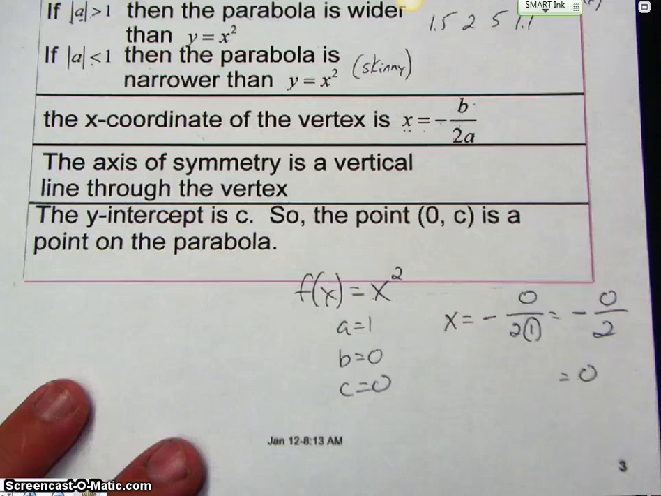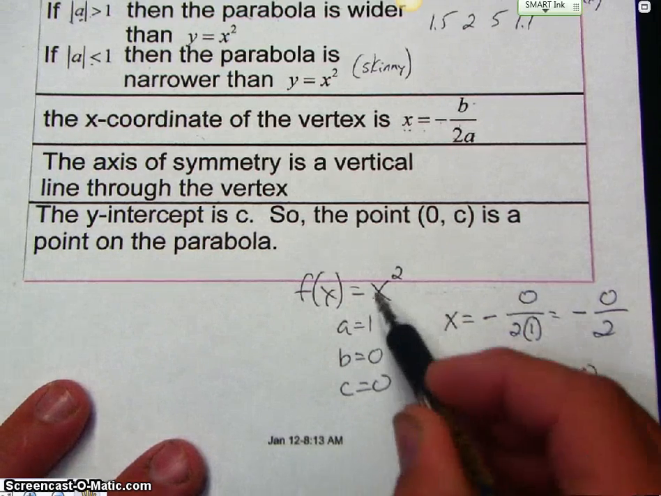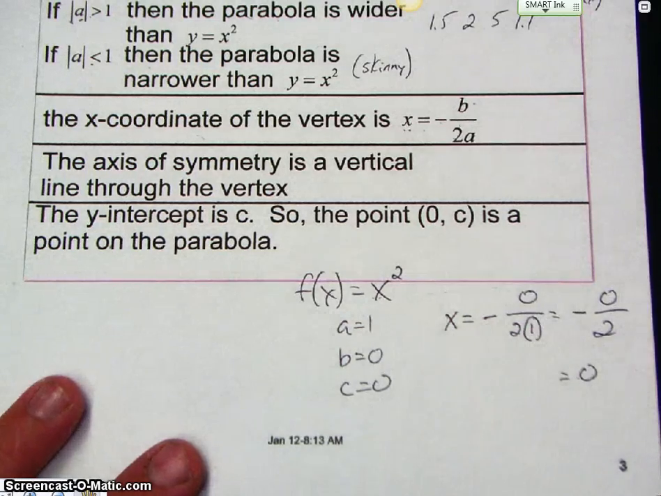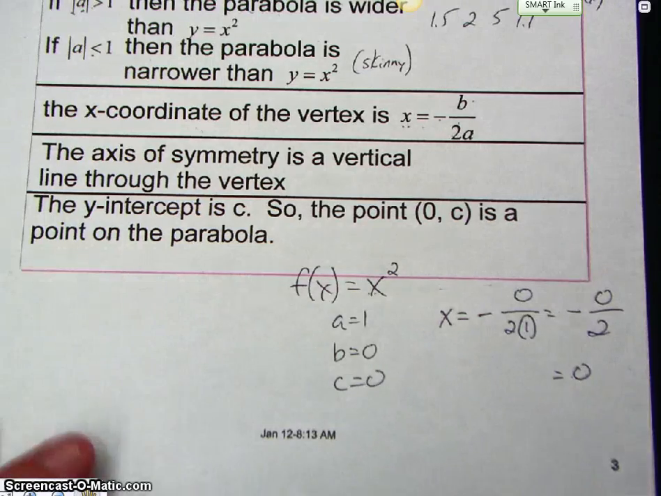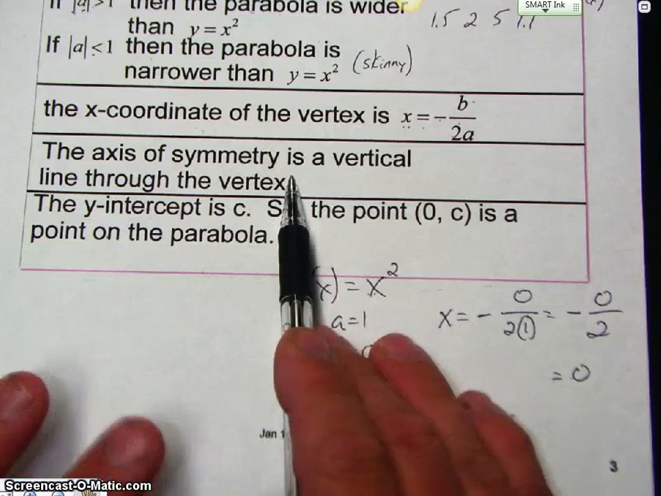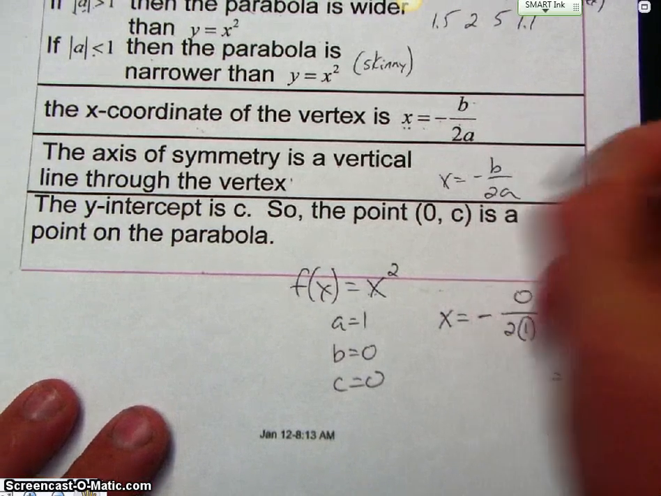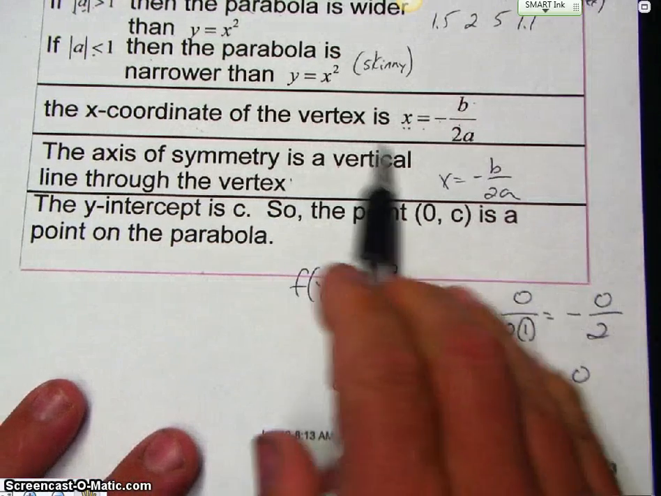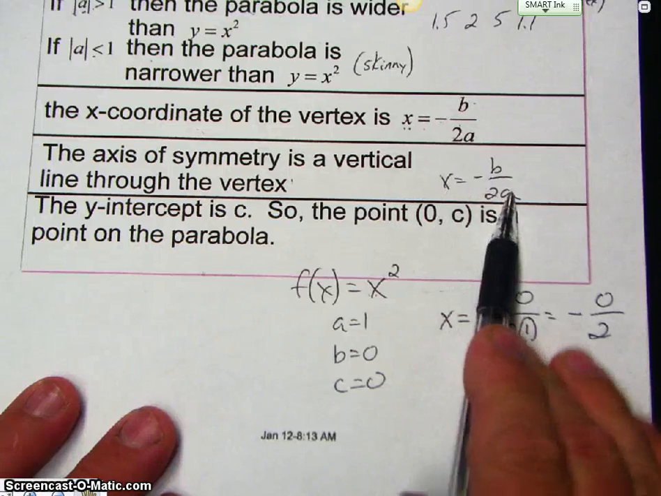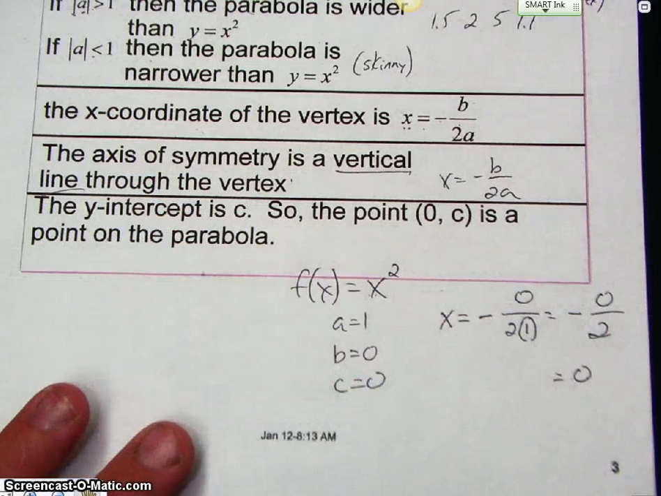Now, to find the y-coordinate of the vertex, we take 0 and plug it back in for x. So 0 squared is 0. So therefore I get the y value. Right? We'll be practicing these. All right, the axis of symmetry is the vertical line through the vertex. In other words, it's the same formula. To find the x-coordinate of the vertex, you use this, but that's also the value that tells you where the axis of symmetry is, which is a vertical line.